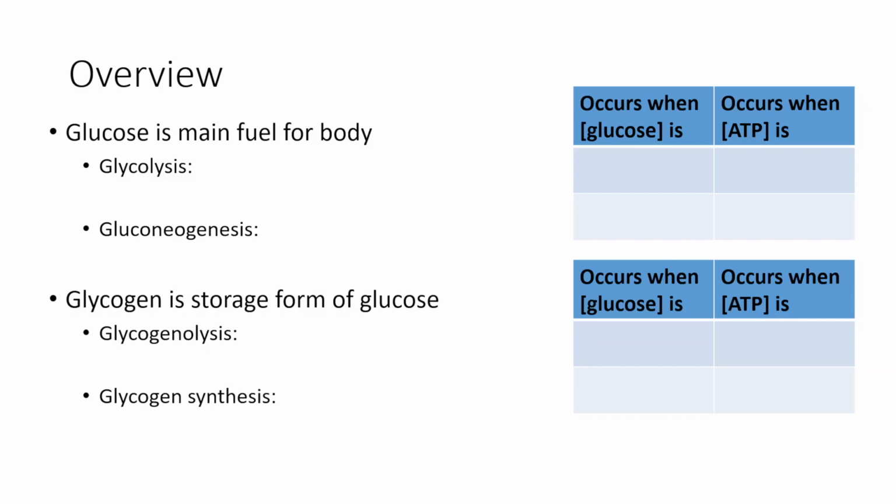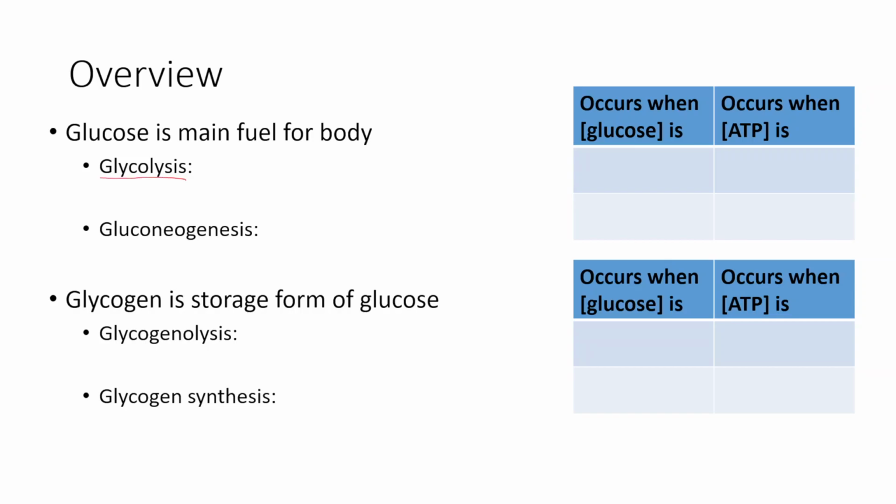So now let's start looking back into regulation. We know that all of these processes that we've talked about so far with glucose metabolism, glycolysis, gluconeogenesis, glycogenolysis, and glycogen synthesis are all either breakdown or synthesis pathways. They're anabolic or catabolic. So first of all, let's just go through and categorize each one of them as being for breakdown or for synthesis.